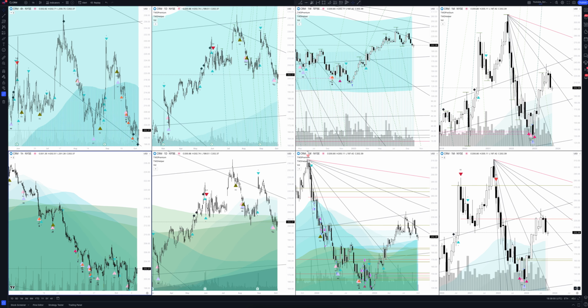Today we will take a look at Salesforce stock. Let's analyze the market situation and find out how you can make money on it. Let's start.